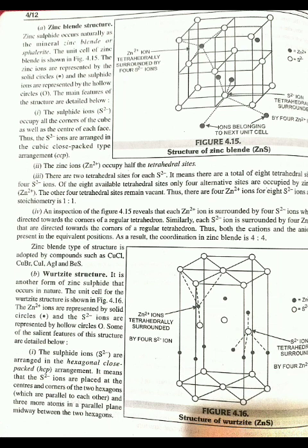Fourth, an inspection of figure 4.15 reveals that each Zn²⁺ ion is surrounded by 4 S²⁻ ions which are directed towards the corners of a regular tetrahedron. Similarly, each S²⁻ ion is surrounded by 4 Zn²⁺ ions that are directed towards the corners of a regular tetrahedron.